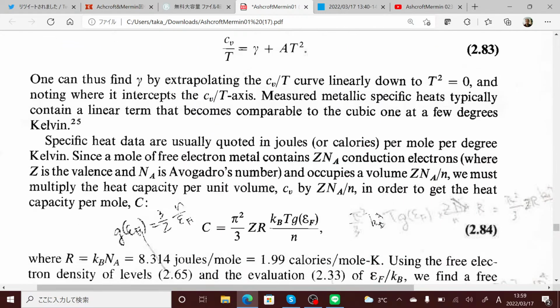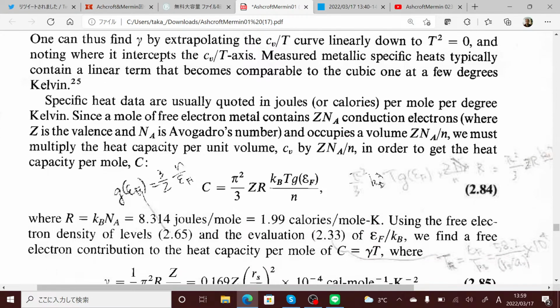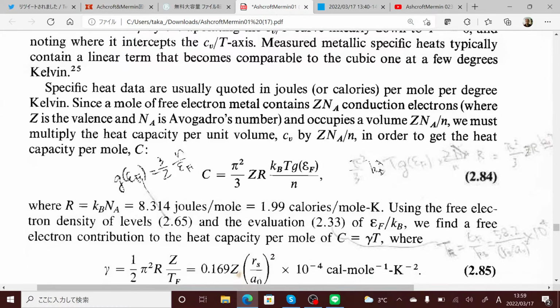Specific heat data are usually quoted in joules or calories per mole per degree Kelvin.